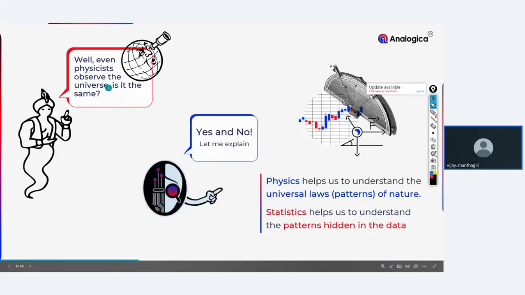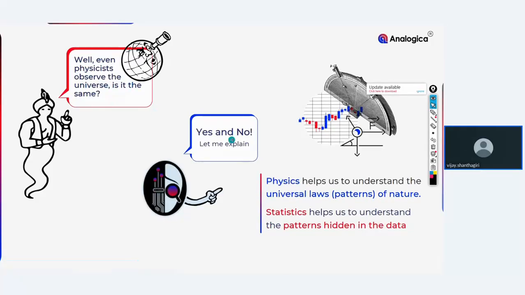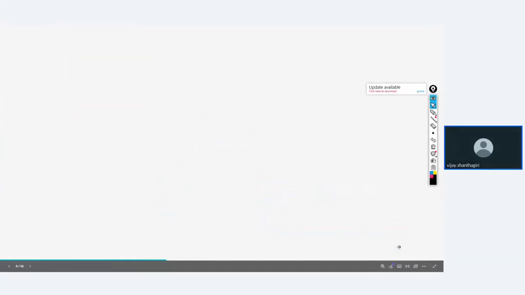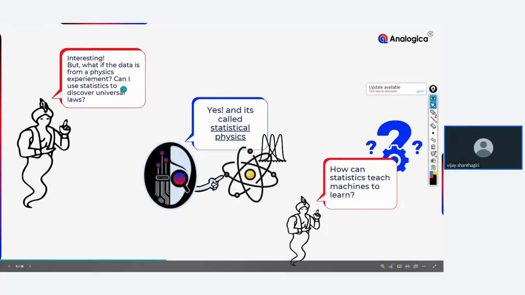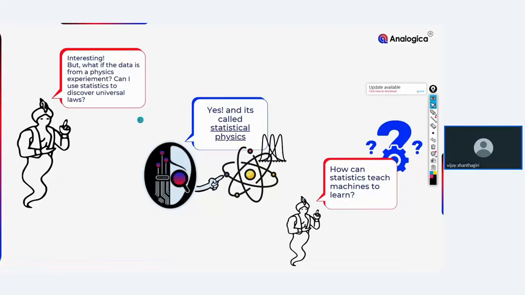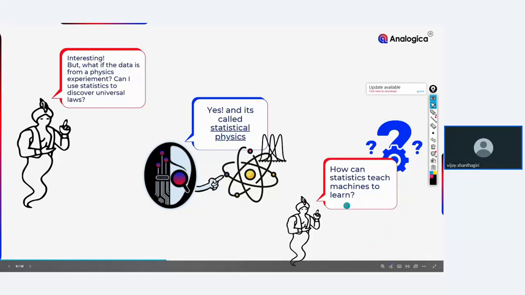Physicists are also observing neurons. They are also collecting data. It's the same. Physics: patterns of nature. Statistics: patterns hidden in the data. I hope this is getting clear. Next. What do you call it if you are analyzing patterns in physics data? It's called statistical physics. It's a branch. Now the question is, how can statistics teach machines to learn?